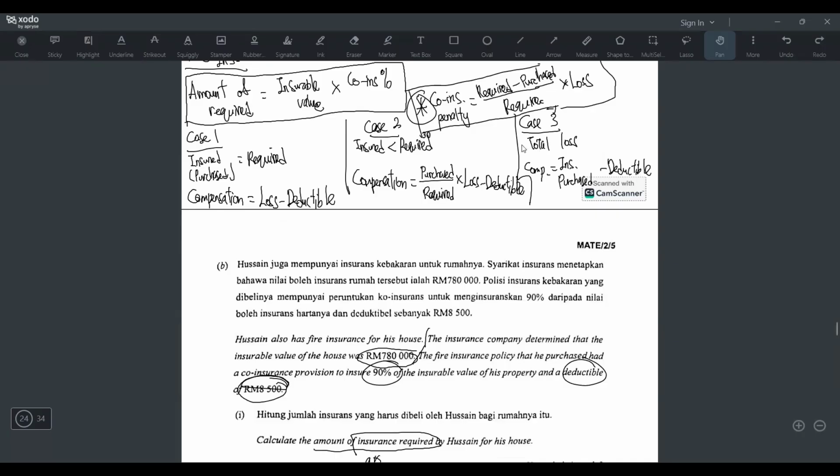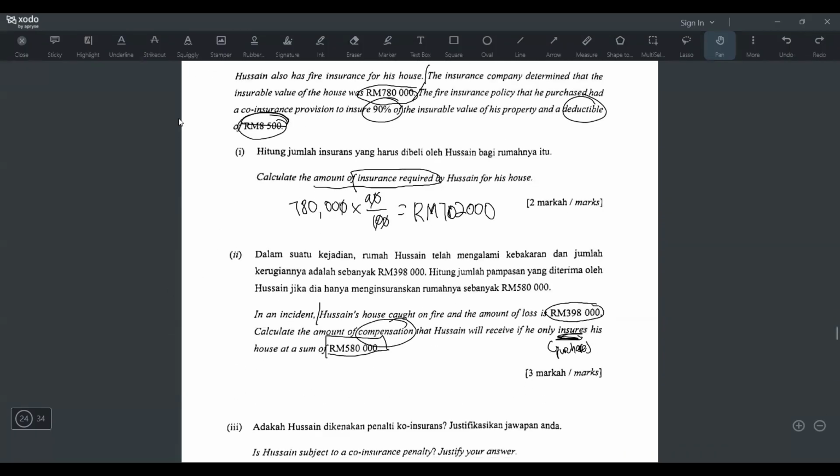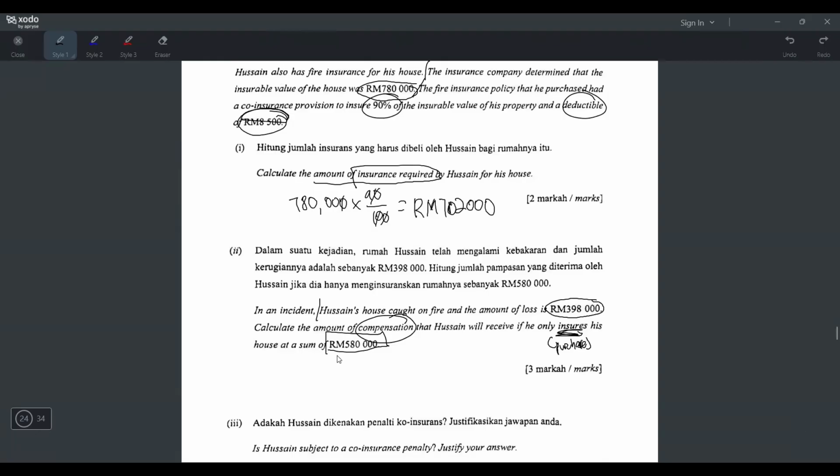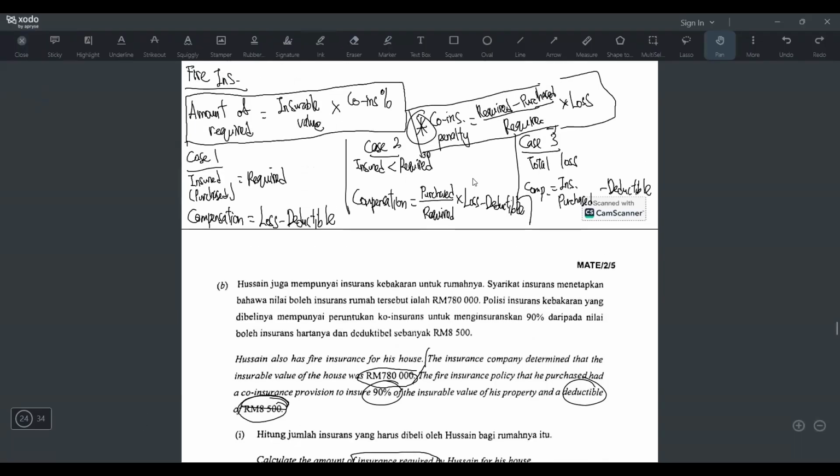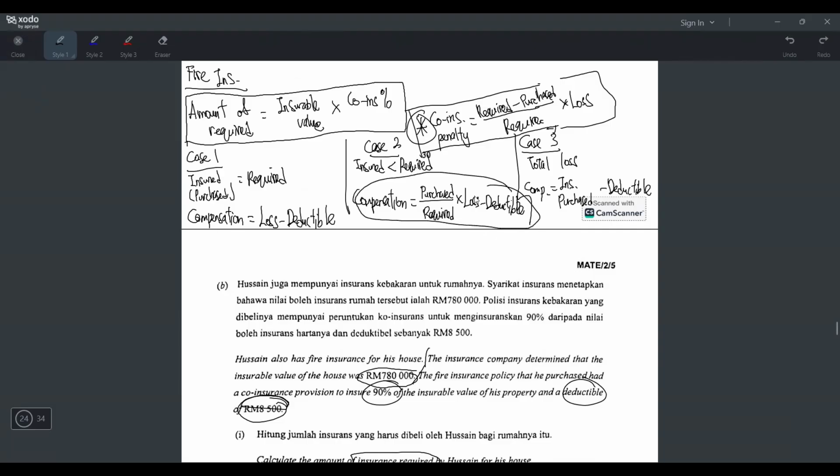If you don't know which case, then you will use the wrong formula, and you will get the wrong answer. So you have to check first. In order to check which case, we compare the insured value and the required value. What is the purchased amount? 580,000. What is the required amount? 700,000. That means your insured value is less than the required amount. So is it case 1, case 2, or case 3? It's case 2, and if it's case 2, the formula we use is this.